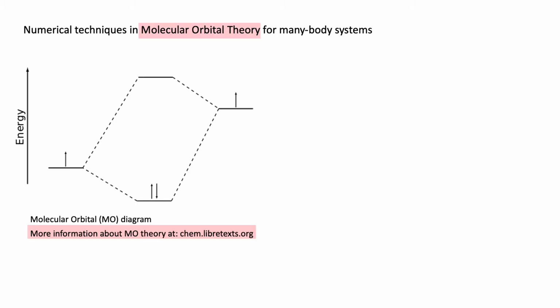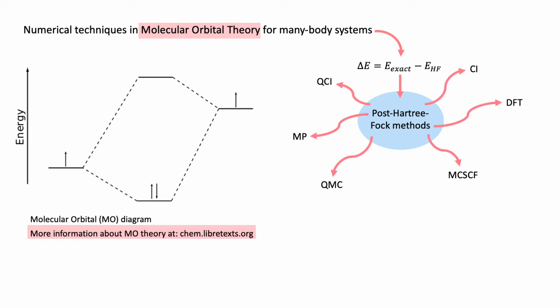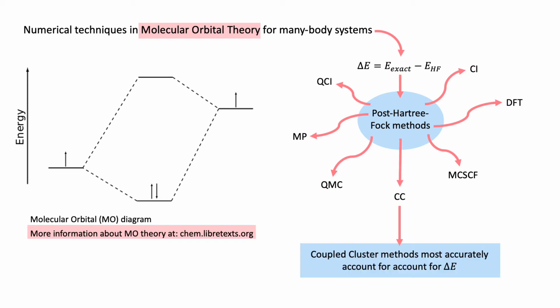Coupled cluster methods belong to the post-Hartree-Fock family of numerical methods for many-body systems. Post-Hartree-Fock methods are a subset of molecular orbital methods, which build on the foundations established by Hartree-Fock in order to additionally account for electron correlation energy to varying degrees of accuracy. As you can see, quite a few numerical methods belong to the post-Hartree-Fock family, though coupled cluster methods are currently considered the gold standard for their relatively high accuracy in accounting for electron correlation energies.